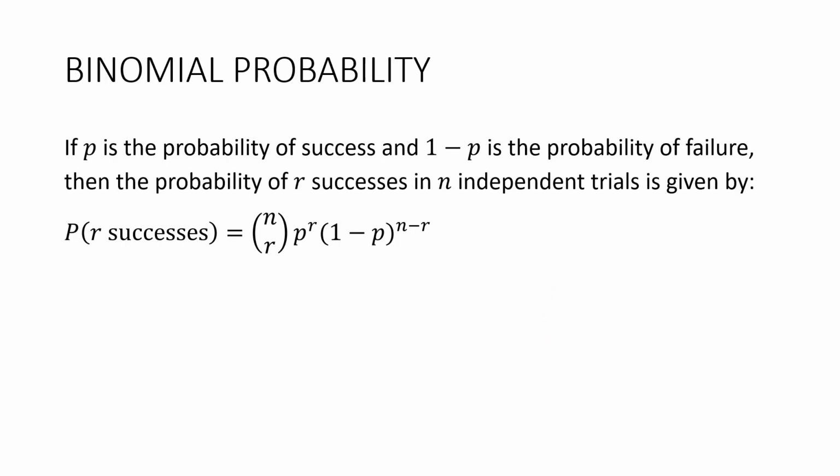So here's our formula. If p is the probability of success and 1 minus p is the probability of failure, then the probability of r successes in n independent trials is given by: the probability of r successes is nCr multiplied by p to the power of r multiplied by 1 minus p to the power of n minus r.